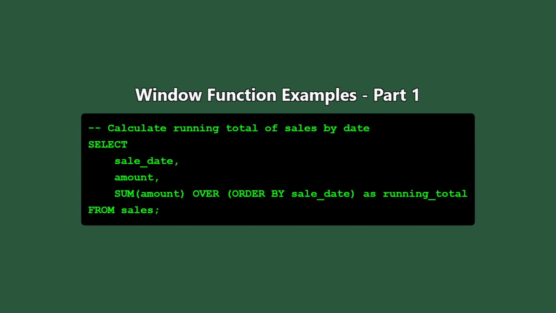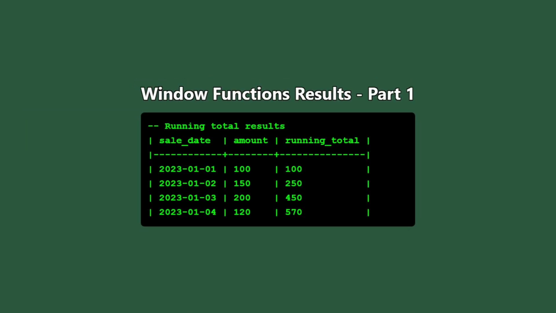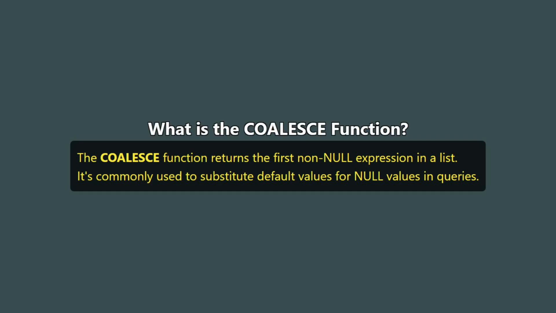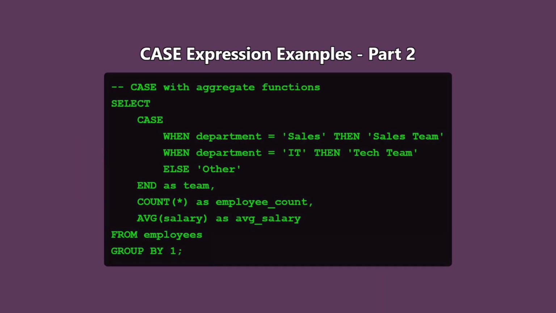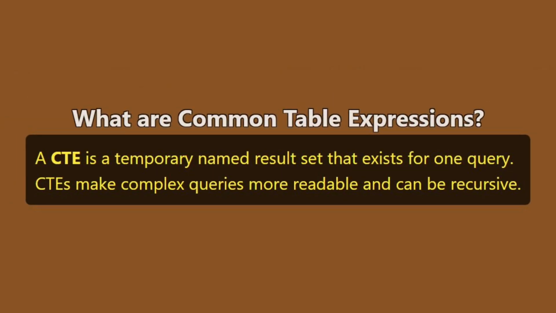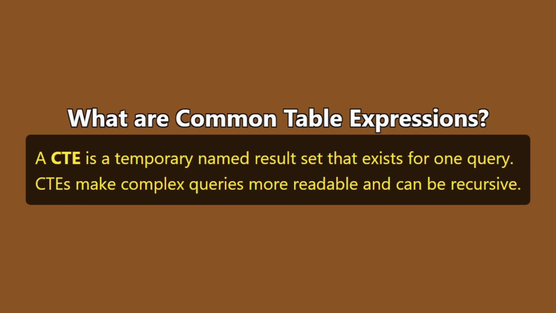In this video, we will cover essential advanced SQL interview questions with clear and concise answers to help you succeed in your technical interviews. First question: what is a common table expression or CTE? A CTE is essentially a temporary named result set that exists only for the duration of a single query. They are like a temporary view that helps to break down complex queries into simpler, more manageable pieces.